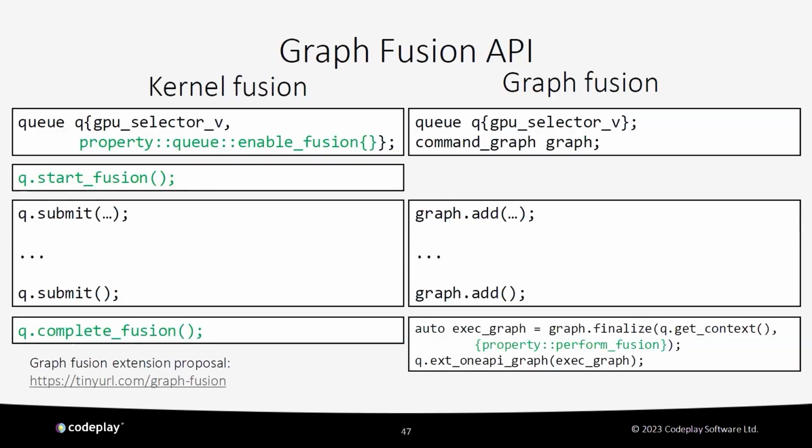Okay, and what are the changes? On the left you have the original version of the API, and on the right you have the changes that you would need to use Graph Fusion. If you already use SYCL graphs, it's just a line of code, that's it. You would build the graph however you want, in the two ways that my colleague introduced, and then when finalizing the graph, you would only need to pass this perform fusion property, and that's it. You would get the benefits of SYCL graphs and of SYCL kernel fusion.